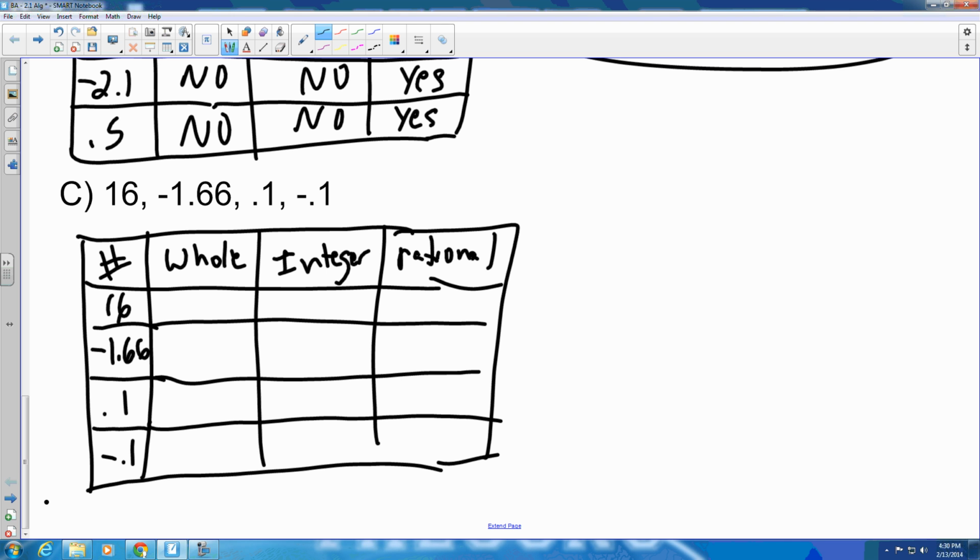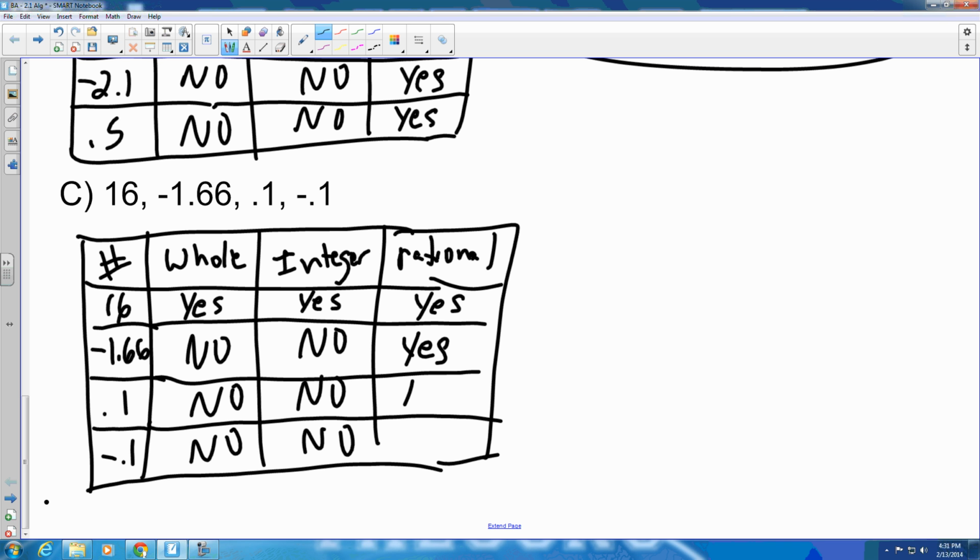16, I can say that, yes, it is a whole number because it's a positive integer. And I say, yes, it's also an integer, and yes, it's a rational number. And for the rest of them, I can say no for both whole numbers and integers because they got the decimal point. And they can be written as fractions. So they're all yes to rational numbers, I'm sorry.